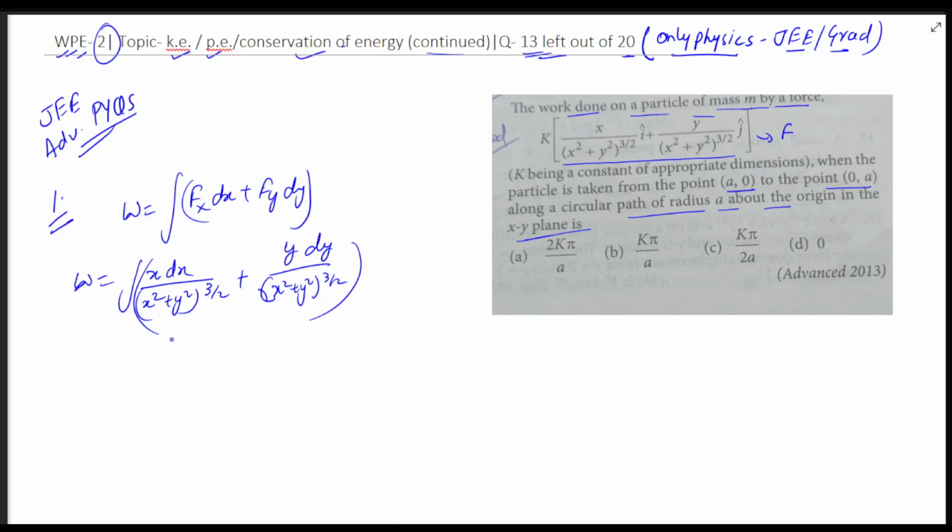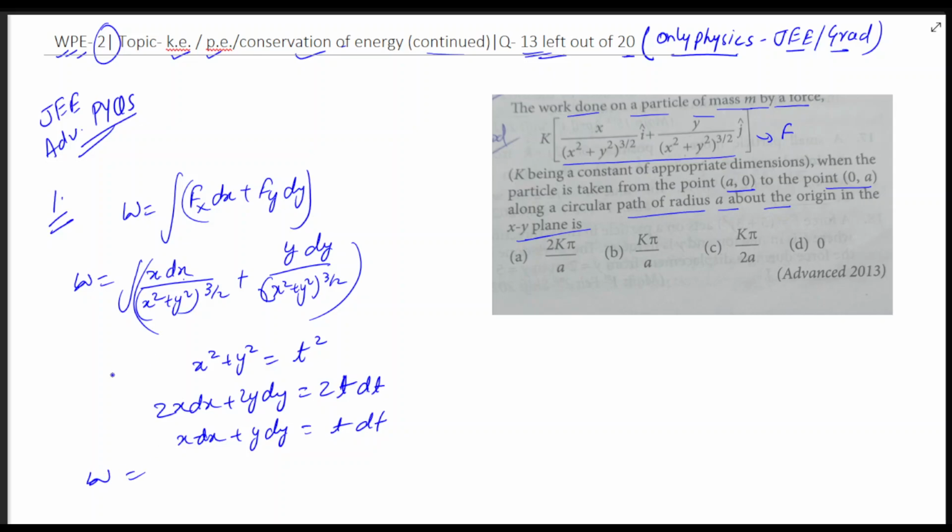So let's solve. We have x dx and y dy, and the denominator is the same. So we'll consider x square plus y square as t square. So we will have 2x dx plus 2y dy equal to 2t dt. So we'll have x dx plus y dy equals t dt. Let's substitute this.